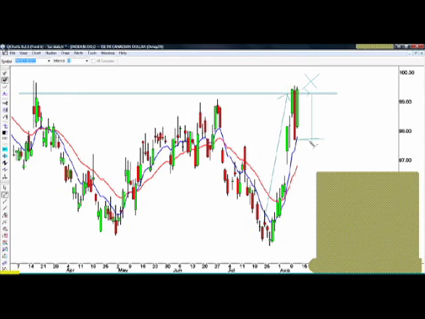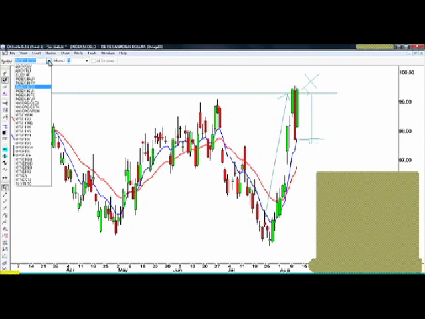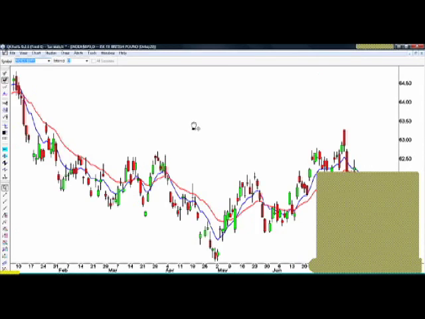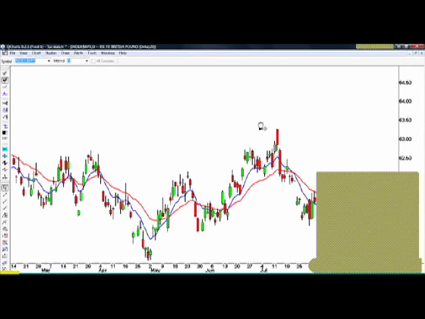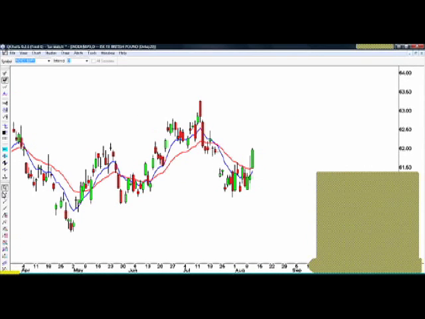So the more the CDB resists at this 99 level, the higher the probability we're going to get a rejection, as I call it, and perhaps a deeper retracement that gives us an opportunity to maybe buy some put options or create a put spread to capture a move to the downside. Okay, so that's one consideration for the CDB.